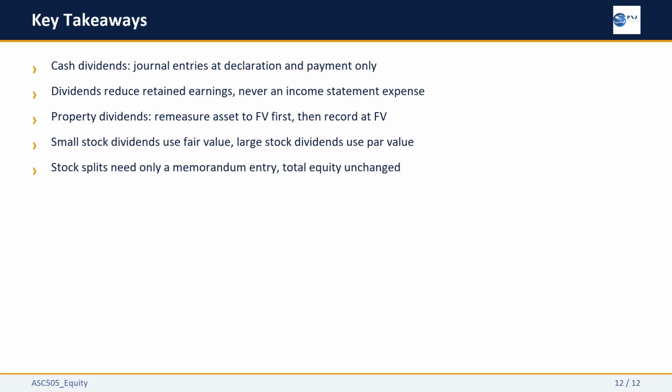Let us close with the essentials. Cash dividends produce two journal entries, at declaration and at payment, while the record date and ex-dividend date require no entries. Dividends in all forms reduce retained earnings and never appear as expenses on the income statement. Property dividends follow a two-step process. Remeasure the asset to fair value and recognize any gain or loss, then record the dividend at that fair value. Stock dividends reclassify equity, small ones at fair value and large ones at par. Stock splits need only a memorandum entry and total equity does not change.